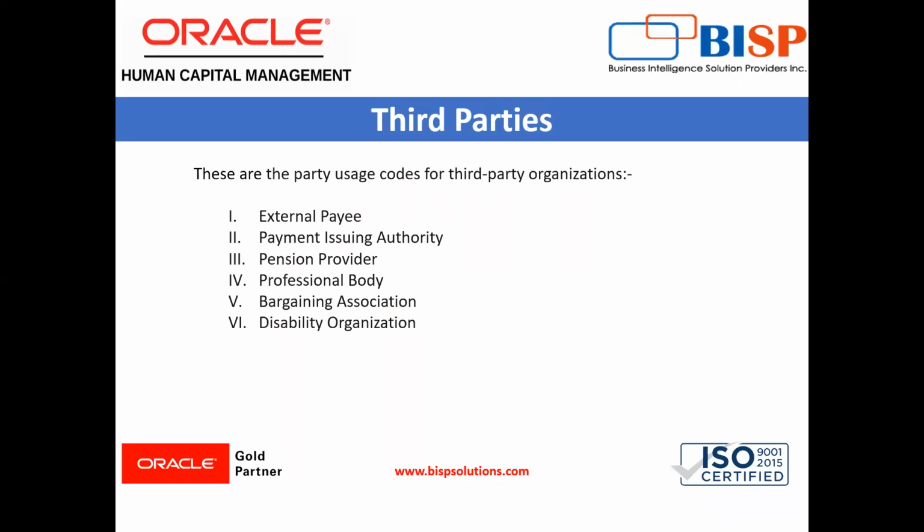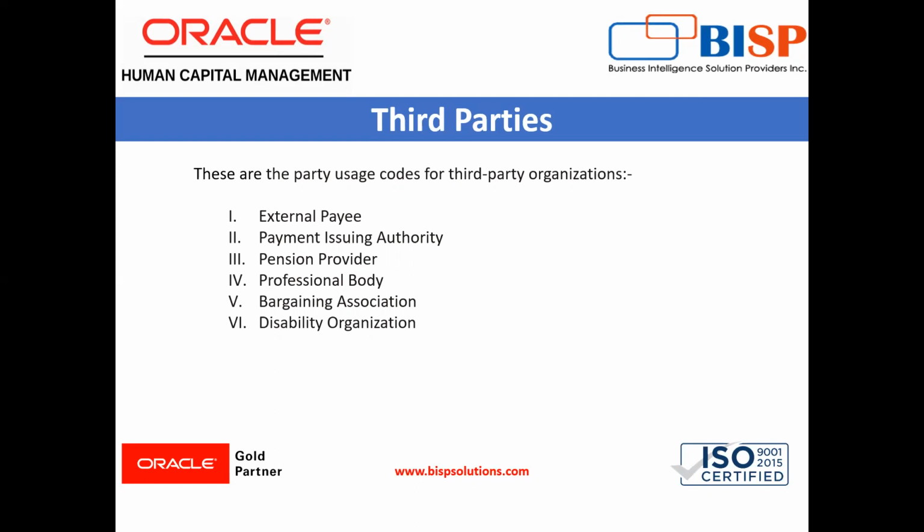First is the external payee. External payee is used for an organization when the other party usage codes don't apply. For example, a state disbursement unit for child support payments. And next is the payment issuing authority. Payment issuing authority is used for an organization responsible for issuing instructions for involuntary deductions such as a tax levy or bankruptcy payment order. For example, courts, agencies, or government officials. Payment issuing authorities don't receive payments.